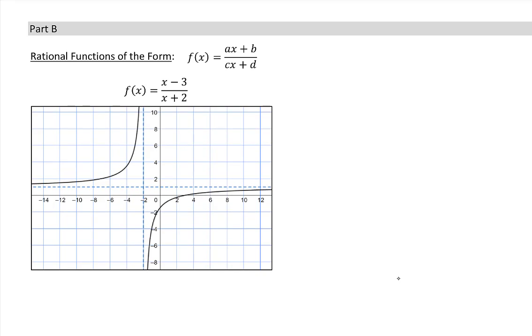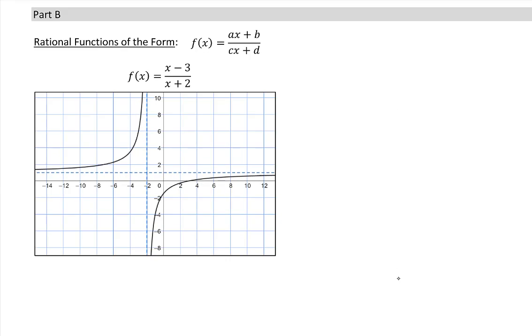Next are rational functions of the form ax plus b over cx plus d. This time we find we have a 0 at x equals 3. And we can solve this algebraically. We can say let f of x equals 0, so the y value equals 0.